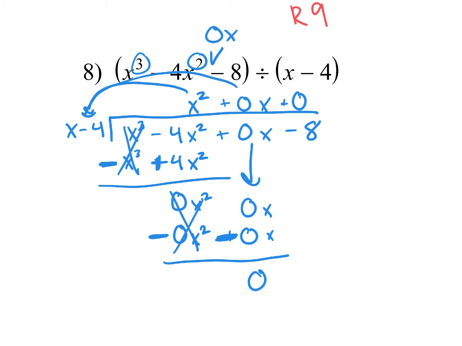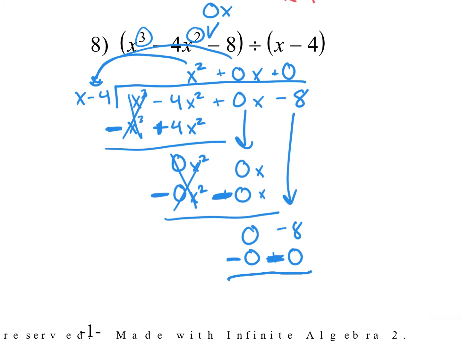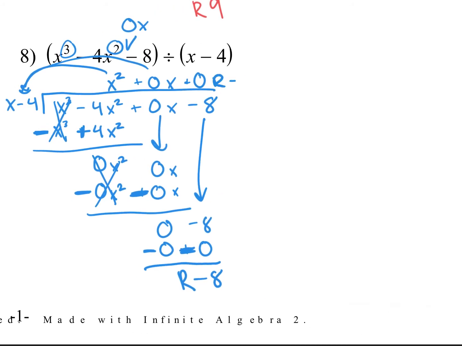And then 0 times x is 0, and 0 times negative 4 is 0. Then we change the signs. It really doesn't matter when you change the signs when it's just zeros, because negative 0 and positive 0 are the same thing. And then we bring down the negative 8. So it's negative 8 plus 0, which is negative 8. That's the last number, so it's my remainder. In my answer, I don't put the zeros, so it's just x squared, remainder negative 8.